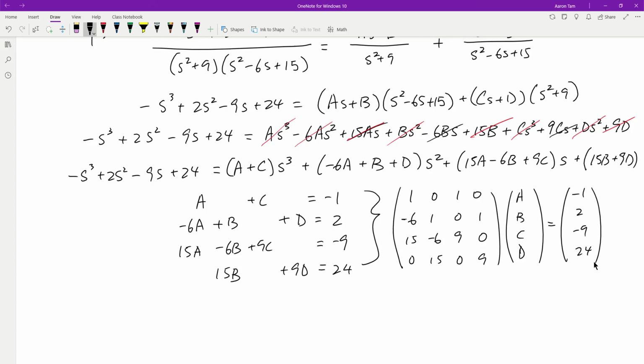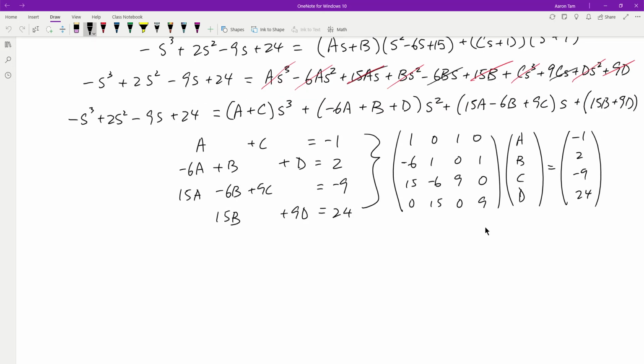Now, solving this system is not something that I want to focus on. You should be able to know how to do this by yourself. There are multiple ways you could do this. You could definitely go through row operations. That would take you a while, but that's definitely something that can be done. But my suggestion to all of you would be to do the following.